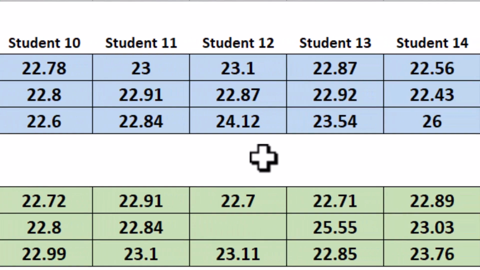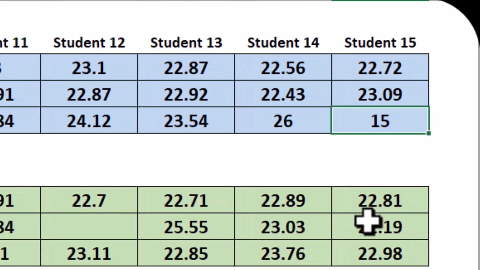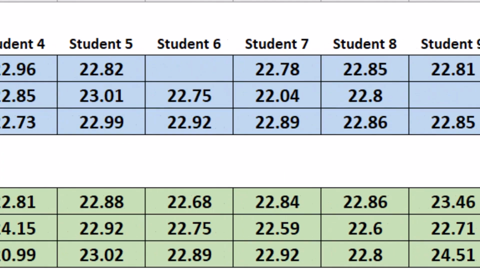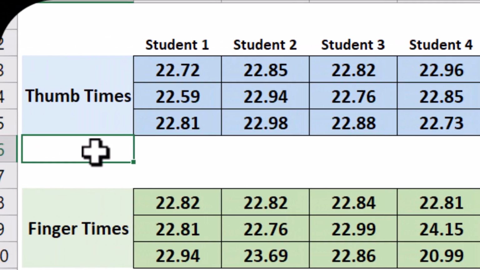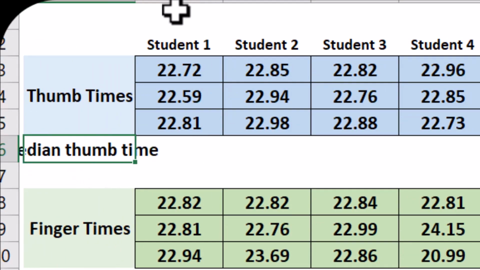But then way over here, I happen to notice this student 15 had a time of 15 for some reason. And this one had a time of 26. So we've got some kind of weirdness going on here as far as the times go. If we use the average, those kind of outlier data points might actually skew our average a little bit. So you know what I'm going to do? I'm going to do the median. So I'm going to do the median thumb time. Let's make that font smaller so I can actually fit it in that cell.